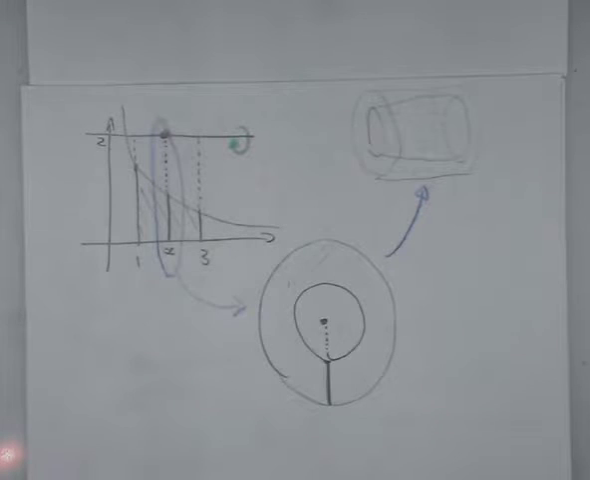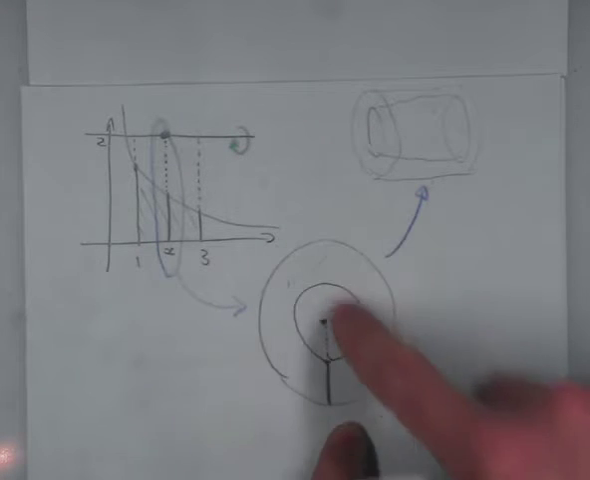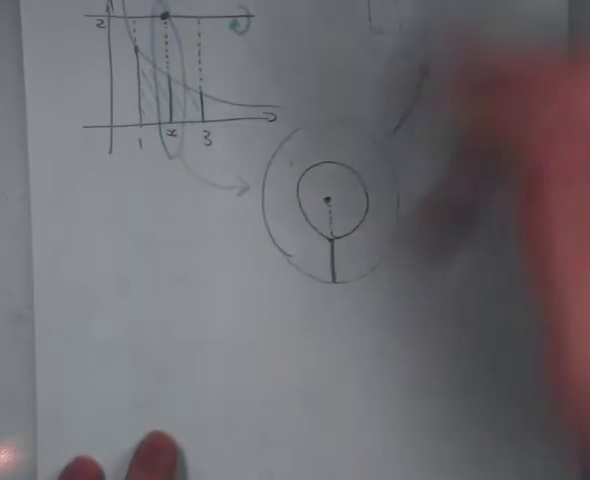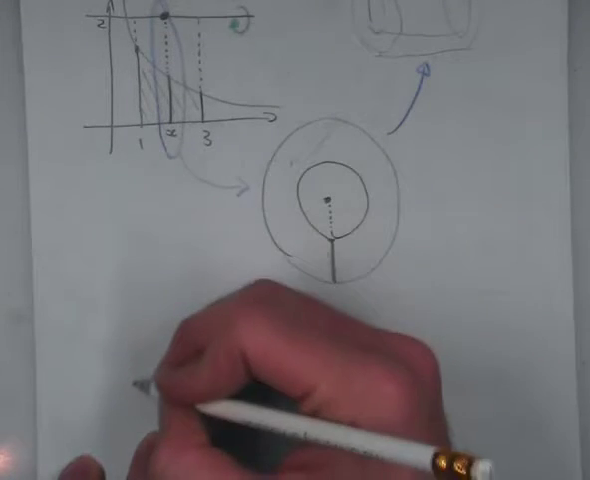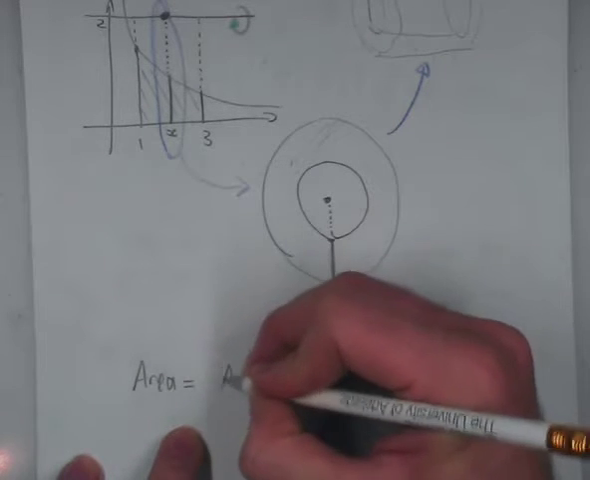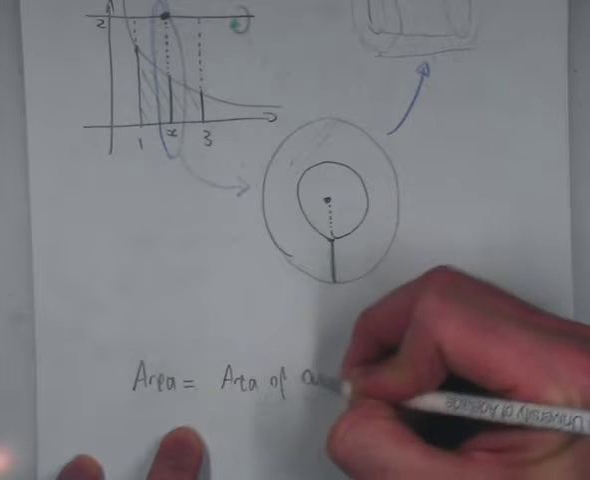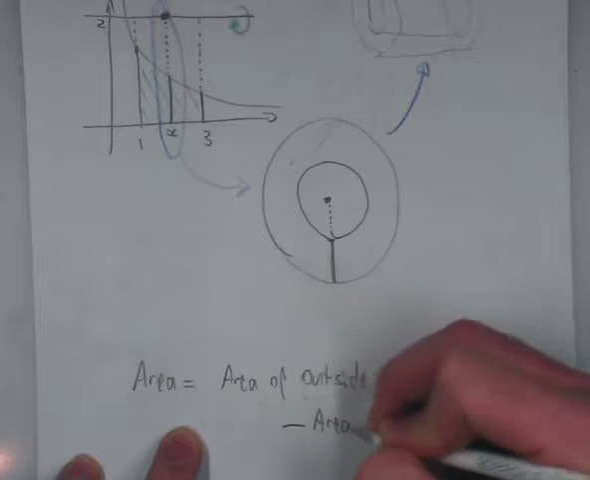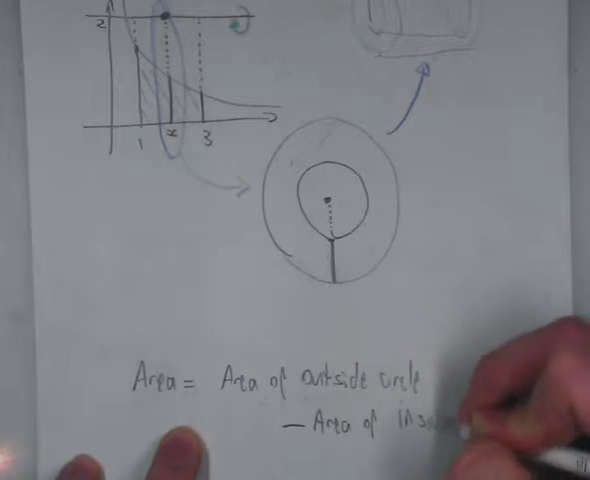So the only way to find the area of this, the official name for this shape is an annulus, is to find the area of the big circle and subtract the area of the small circle. And you have to do this subtraction before you do the integral, because we have to do the area before we do the integral. So the area will be the area of the outside circle minus the area of the inside circle.